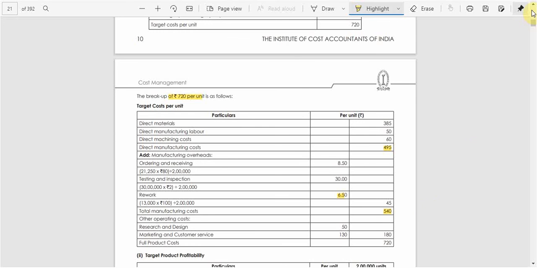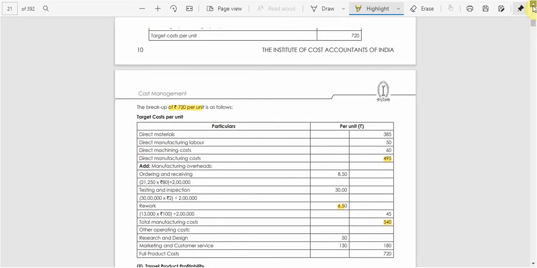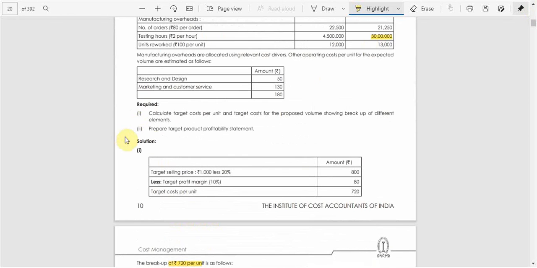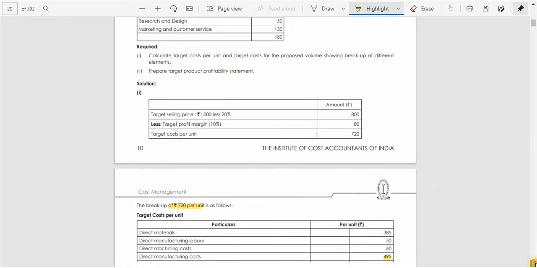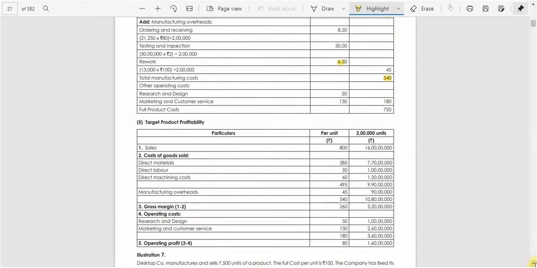So this is the solution for part A of the problem. And he is also asking us to prepare the product profitability statement. It is a very simple statement. We have columns for particulars, per unit and total. Here we have 2 lakh units for the target costing.